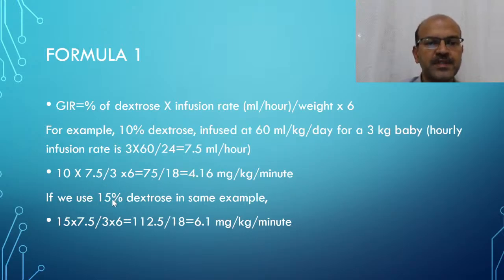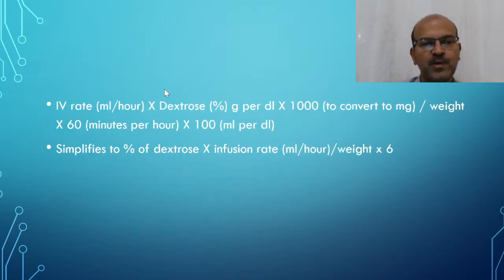If you use 15% dextrose, for example, 15 times 7.5 divided by 18 will be 6.1 milligrams per kilogram per minute. So it's fairly simple, and this is how the formula is derived.